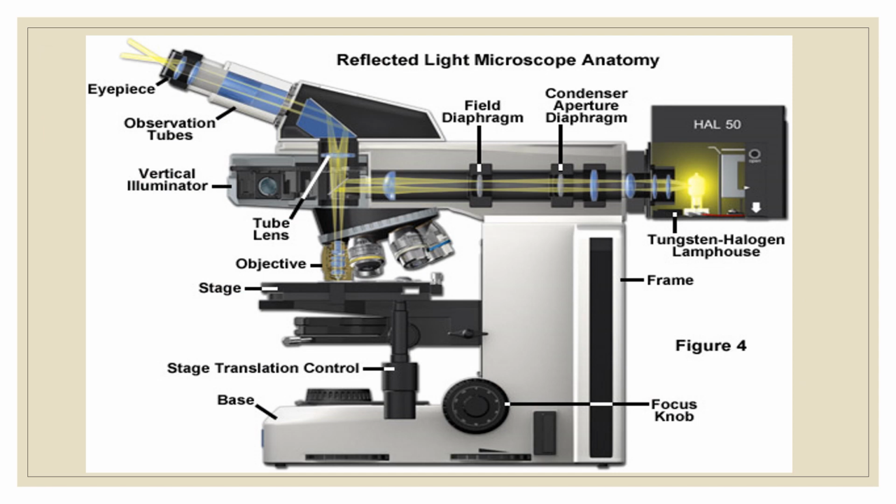And then here is just a drawing of a reflected light microscope that is a fluorescent microscope. You can see it's a little bit different because it has that tungsten halogen lamp house, and a lot of our bright field microscopes don't have that.